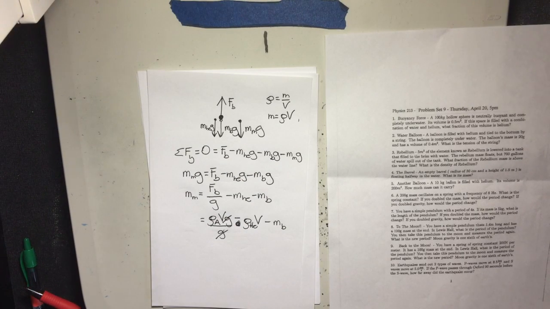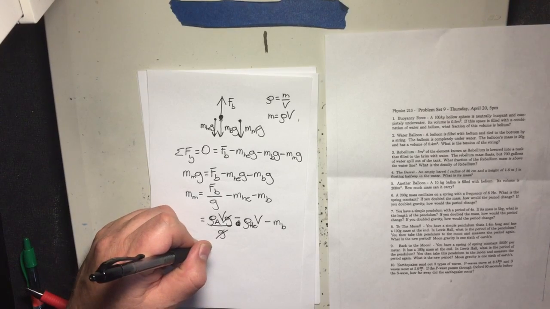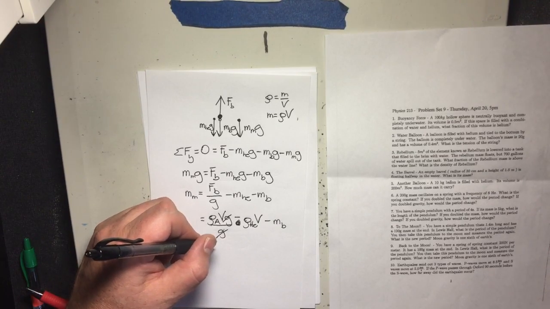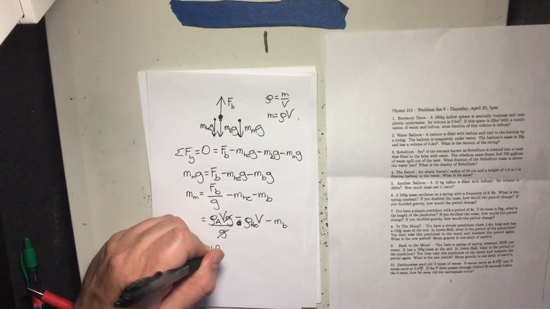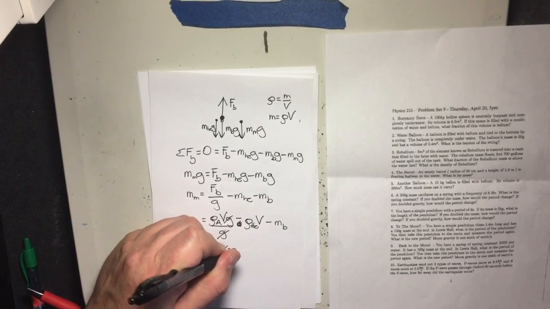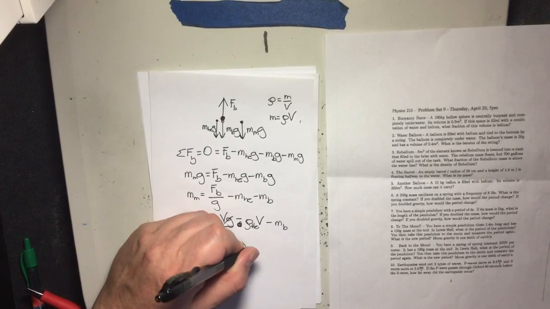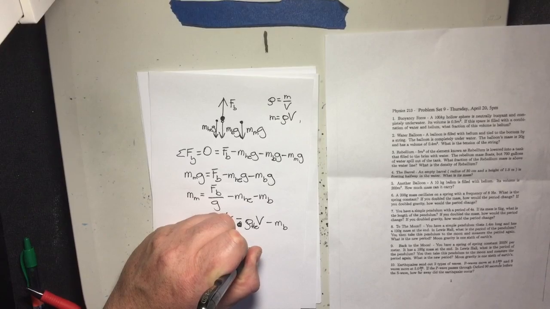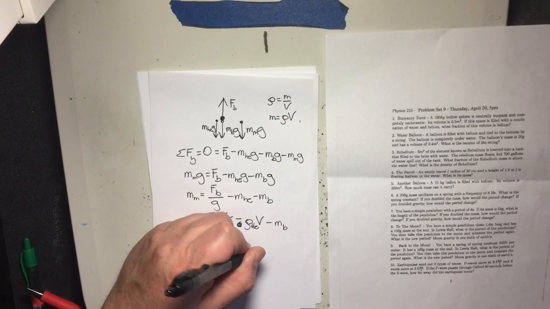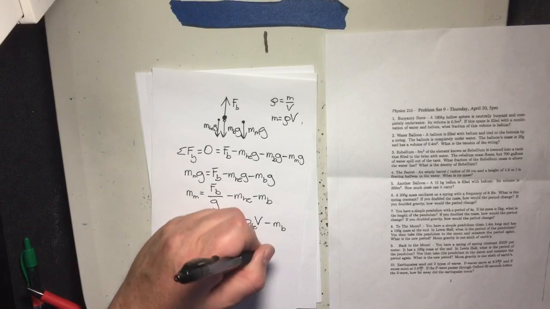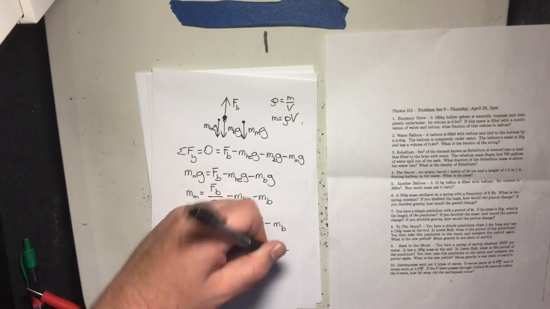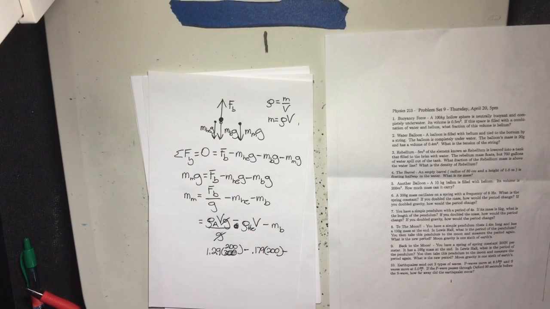Now all you do is just plug the stuff in. Density of air, 1.29, V 300. Or I'm sorry, not 300, 200. Density of helium, 0.179 times 200 minus 10. And that will give you the additional mass. It shouldn't give you a negative number. Yes?